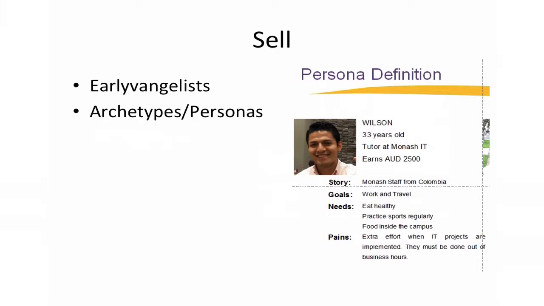And Wilson has these characteristics. He wants to eat healthy. He wants to practice sports. He wants to have food inside the campus, et cetera. You notice the development of the pains and gains thing going on at the bottom here, thinking about what Wilson really wants from the product. So I encourage the students always to have a persona or more than one persona, or an archetype, a fictional character who has the characteristics that they believe are generally true about their initial target customers. It's very helpful in developing the product and in keeping the team focused on the customer, not on themselves.